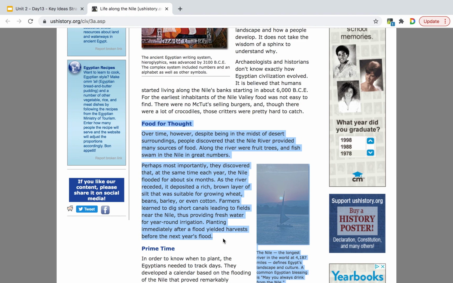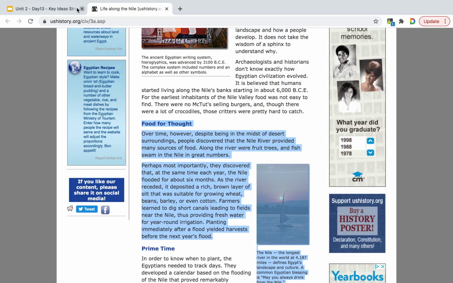The most important information that I can see in this section is that the Nile provided many sources of food, and I know this because it states that there were many fruit trees along the river and that fish swam in great numbers in the Nile. It also states that the soil is fertile and it's able to grow wheat, beans, barley, and cotton, and that it was also used for irrigation. And after a flood, it yielded harvests before the next year's flood.